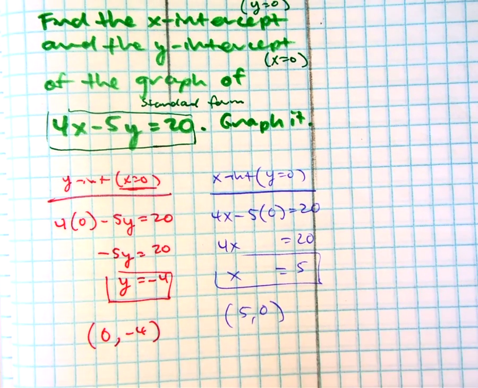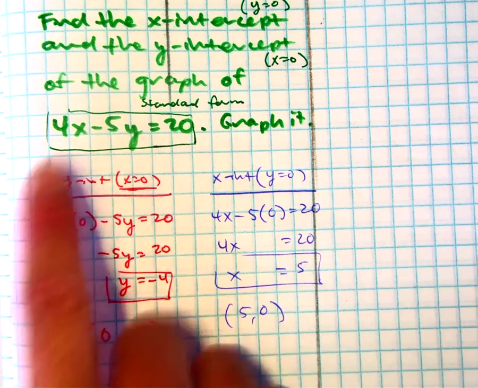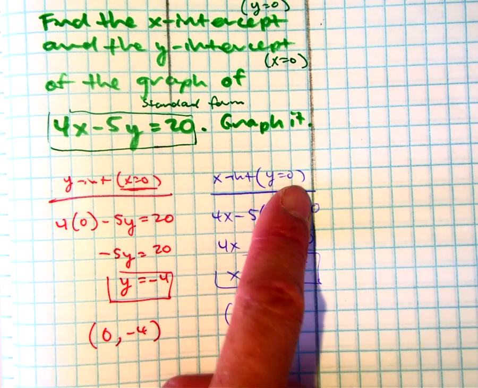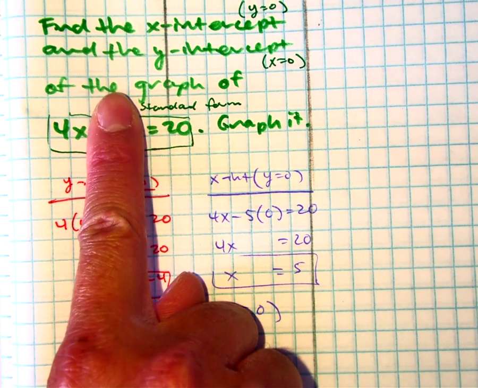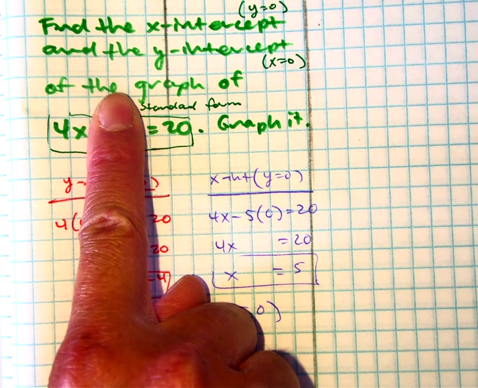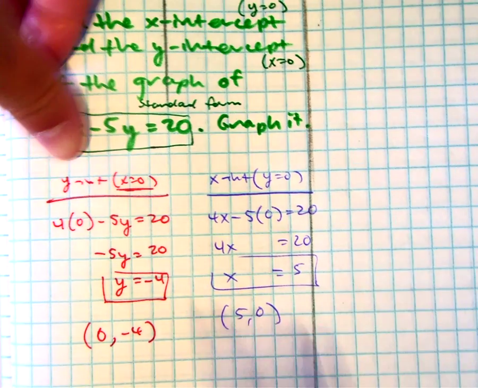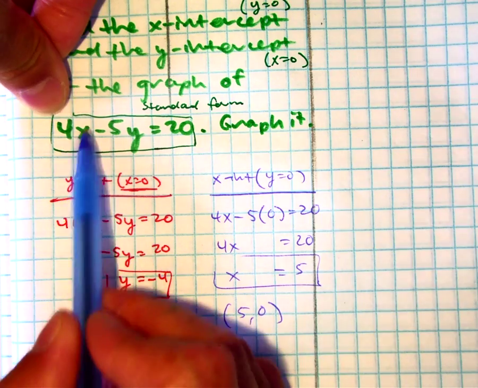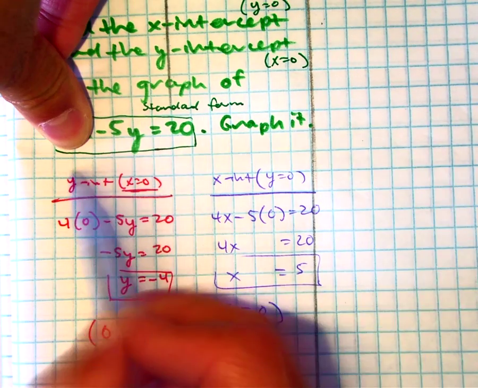Here is a shortcut. They call this the cover-up method. If your y value is going to become 0 for your x-intercept, all you have to do is just solve for x: 4x equals 20. On the y-intercept, if you know this is going to become 0, you're covering it up, and then you're just solving for y.